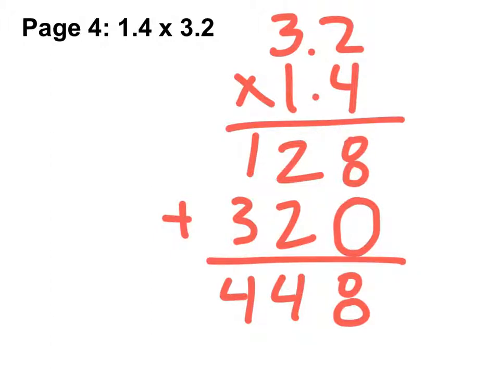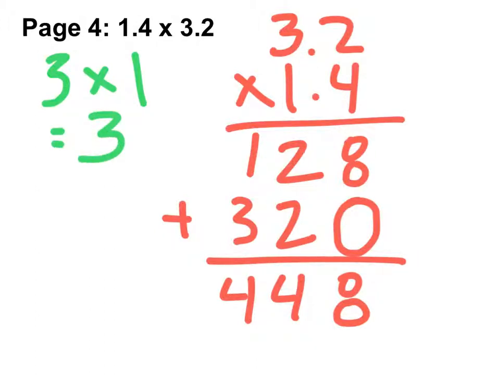So this is a situation where estimating can be extremely helpful. The estimation can help us figure out where that decimal point should go. So if I'm going to estimate 3 and 2 tenths times 1 and 4 tenths, I'm going to make that a 3 and a 1. So that's 3 times 1. So my estimate is 3.